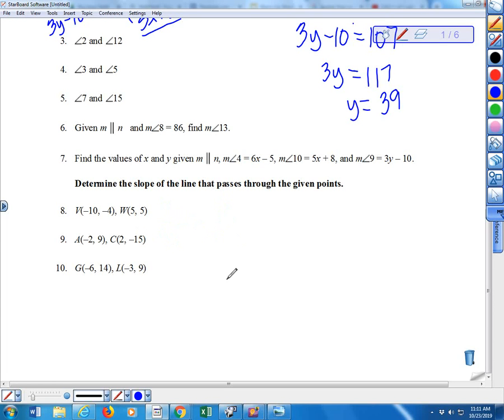Negative 15 minus 9. 2 plus 2. It's the slope there, right? Then the last one, 9 minus 14 is negative 5. Negative 3 plus 6 is 3. And that's it. Can't simplify that one anymore. Questions on slope? Everyone's good there? Okay.